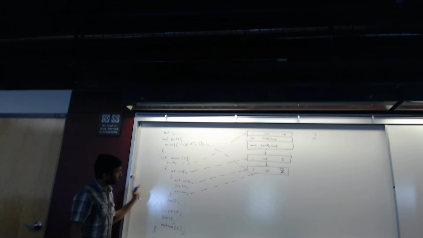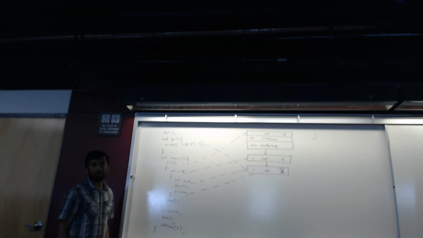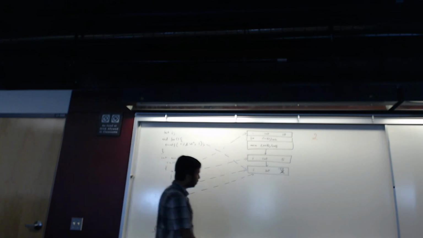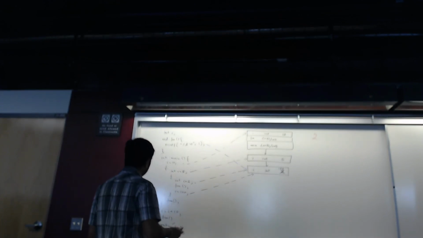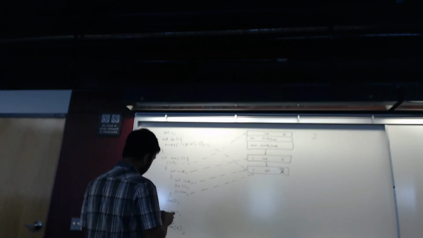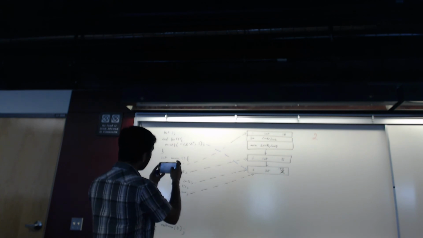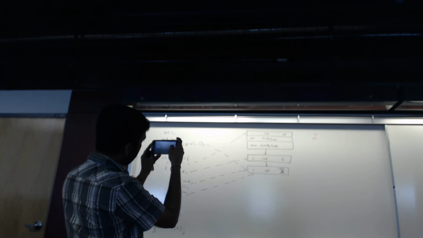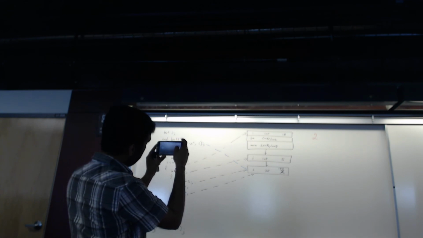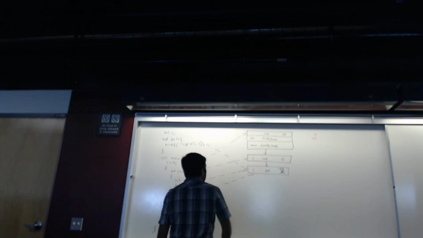Now you go out of scope. What happens? That last I goes away, right? So you delete this one. Now before you delete this one, let me take a picture. So you remove this one.